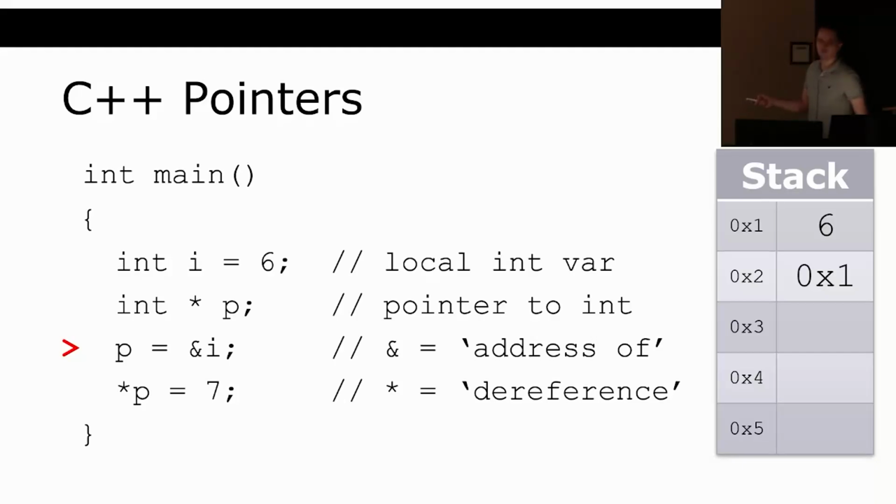The dereference operator comes before an address, or a variable that is an address or a pointer, and it says change the value of the thing that lives at that address. So this would look up the address of P, which is 0x1. Then it would dereference it and change that value to a 7.